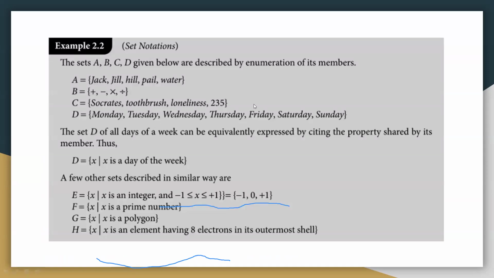Some examples of sets are given here, like a set ABCD described below with its members. A is equal to Jack, Jill, Hill, Pail, Water, etc. You can see how they are enclosed in brackets and separated by commas. And these are some examples of sets like that.